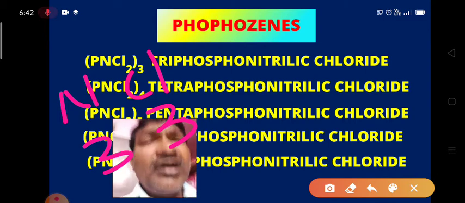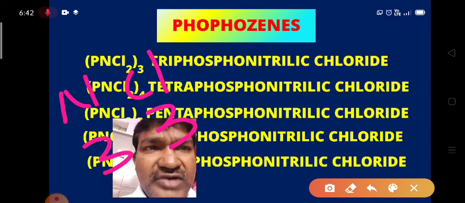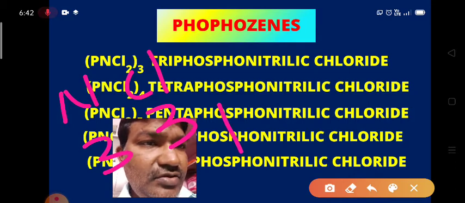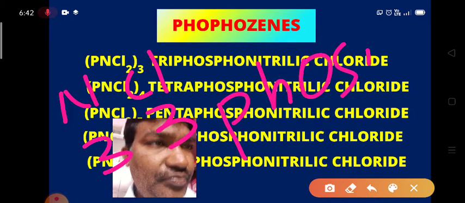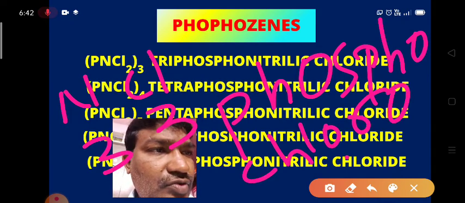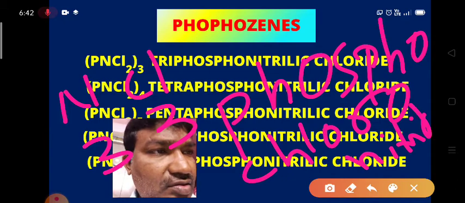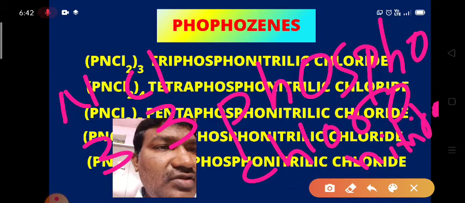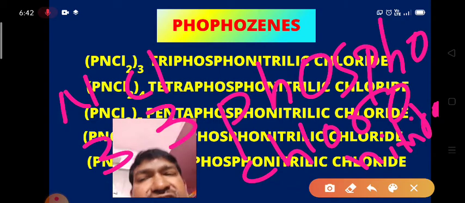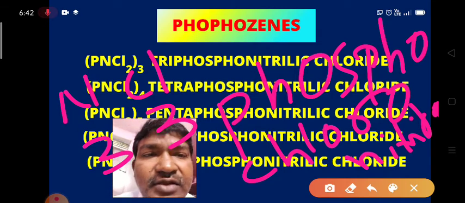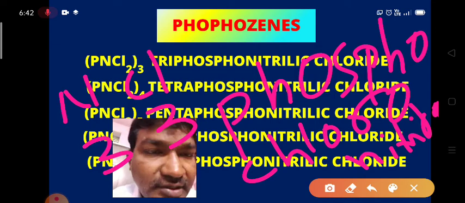So we can call these phosphonitrile chlorides as phosphochloronitrides also. So for the phosphazenes 3 names are there: phosphazenes, phosphonitrile chlorides and phosphochloronitrides. So either way we can call them.